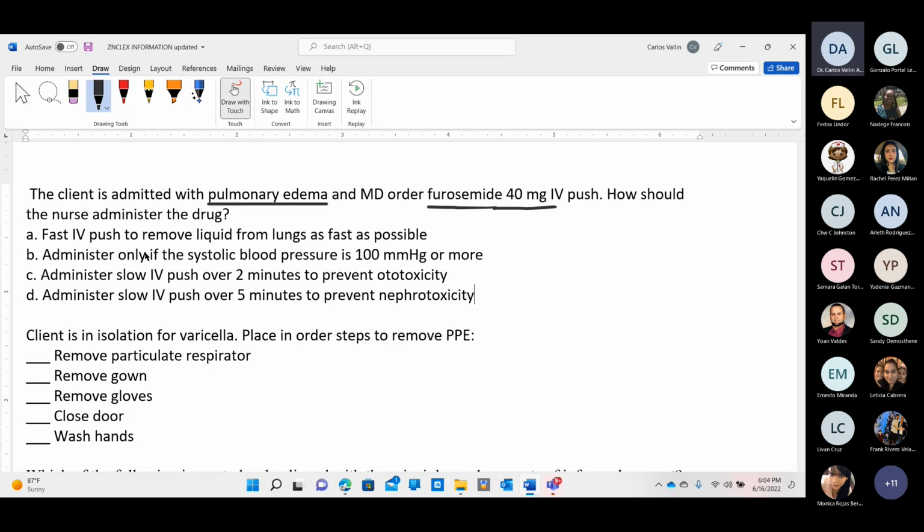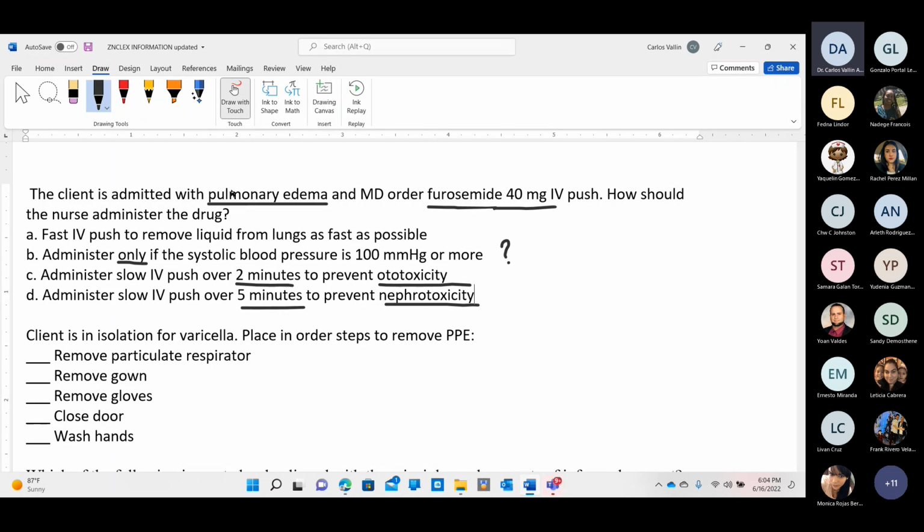Administer only... and we are allergic to these absolute words, but they could be correct, sometimes. Administer only if the systolic blood pressure is 100 millimeters of mercury or more. I have doubt in this option. Let's leave a question mark there. Administer a slow IV push over 2 minutes to prevent ototoxicity. And administer a slow IV push over 5 minutes to prevent nephrotoxicity.